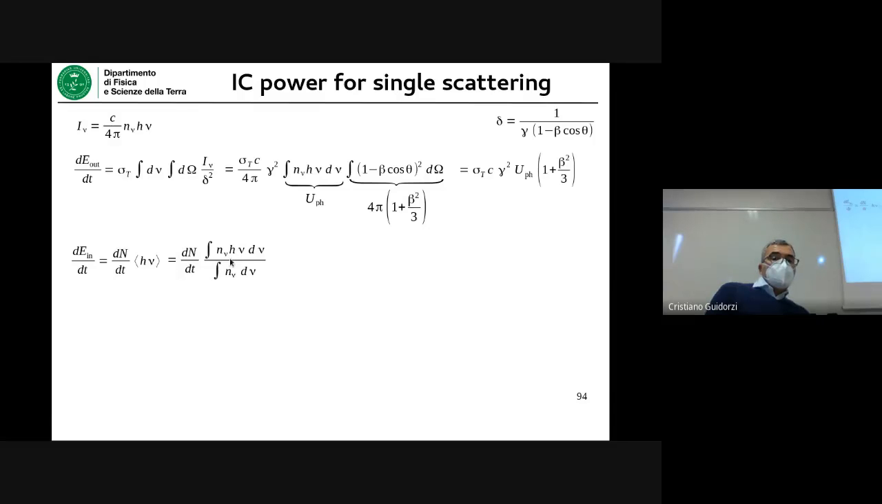But let's consider now the dn over dt. Well, if you consider dn, it's just a number. You are counting photons. So if you carry out the same calculation in the comoving frame, dn is also dn prime, exactly the same. But what about dt? Well, you have to Lorentz transform.